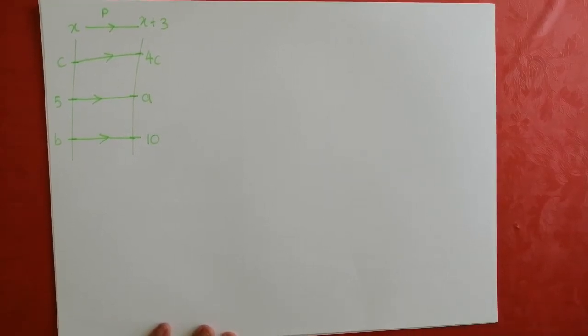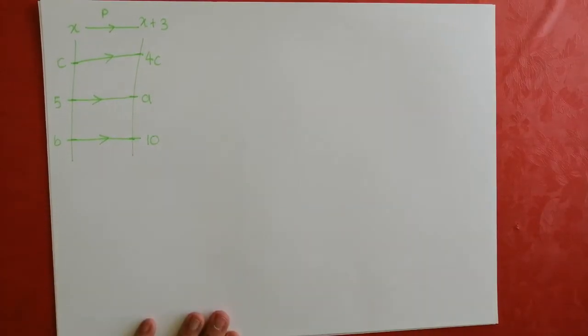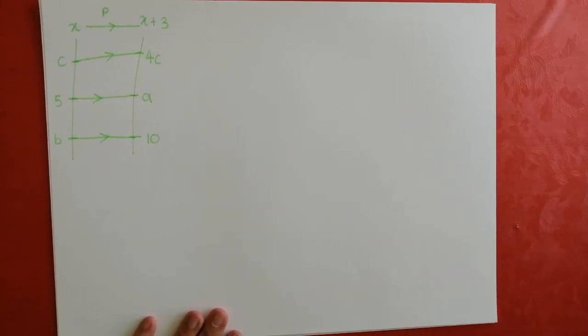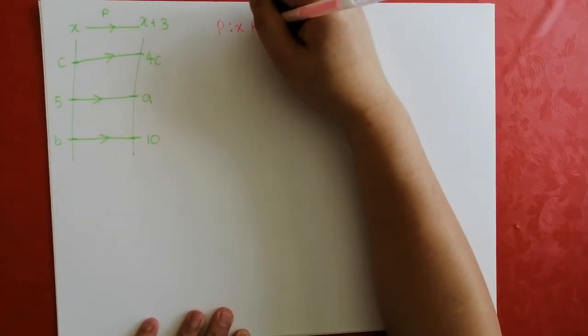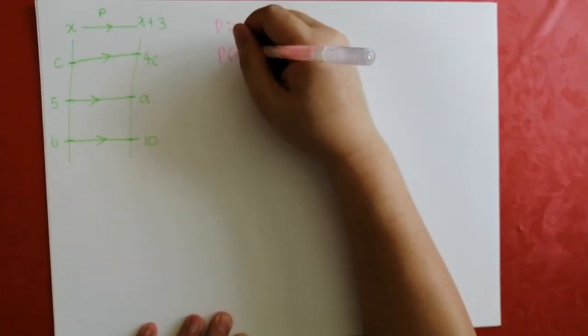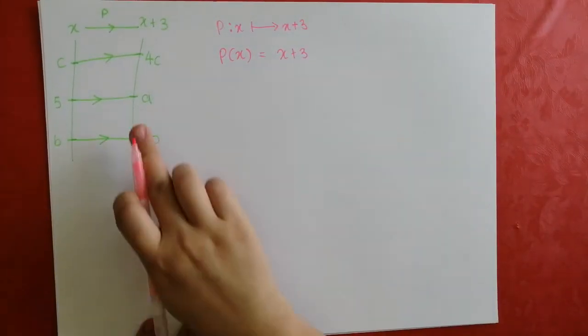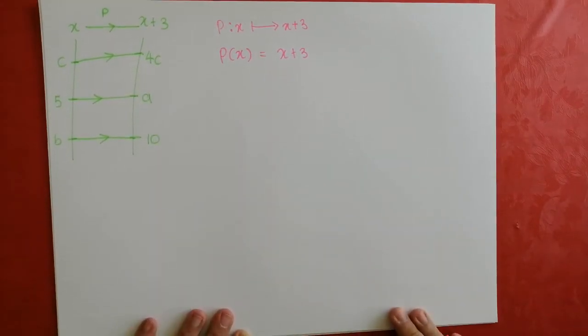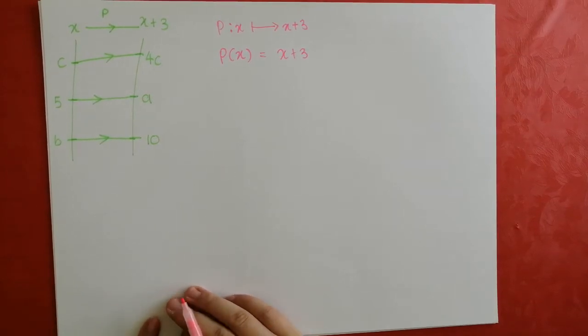In the miscellaneous example, you have function p, where p of x is equal to x plus 3. You have an arrow diagram there, and you are asked to find a, b, and c. You are given that p maps x onto x plus 3. We can rewrite this as p of x equals x plus 3. In order to find the values of a, b, c, we need to use this arrow diagram. So let's start with the first one.